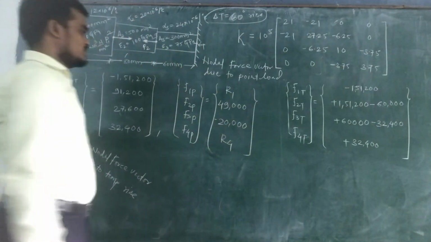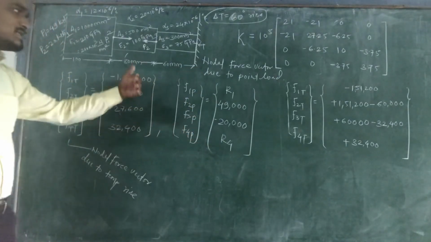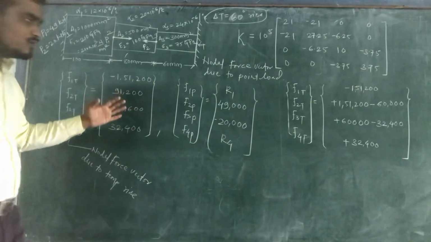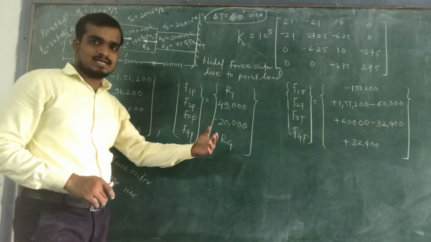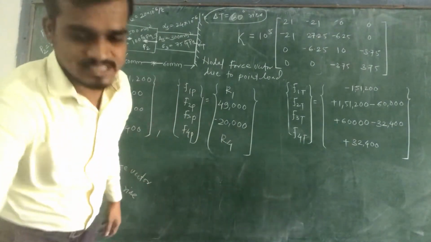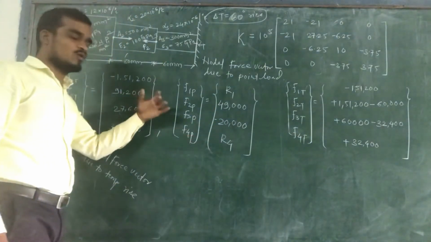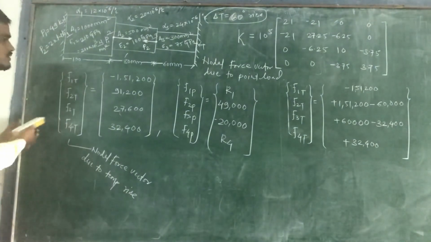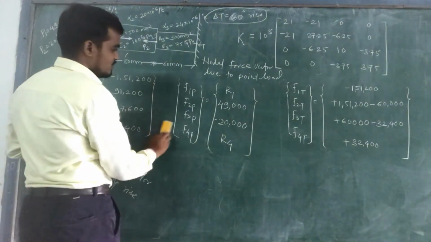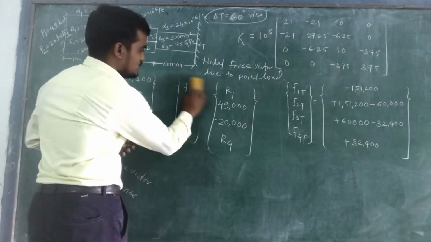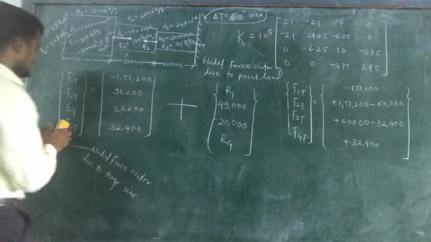Okay, so in this way you will get the nodal force vector due to point load. Now next is what? Find out the global force vector due to temperature rise as well as point load. So by simply adding these two force vectors, you will get the global force vector due to temperature rise as well as point load.